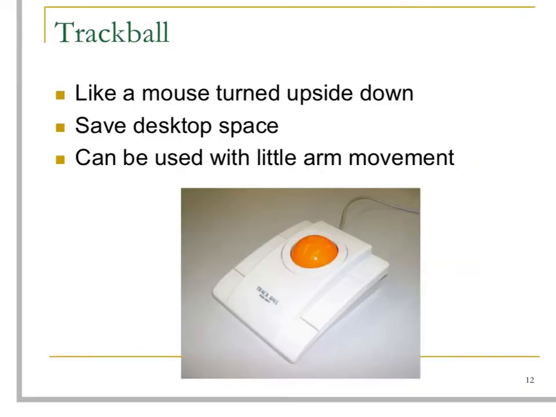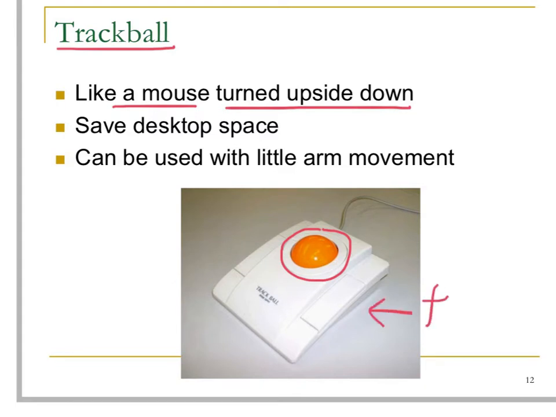This is just like a mouse turned upside down. Of course, it is a traditional mouse turned upside down with the rollerball facing towards the sky. Usually, this trackball is fixed on the tabletop so that it can save desktop space. And it can be used by people with limited or little arm movement.